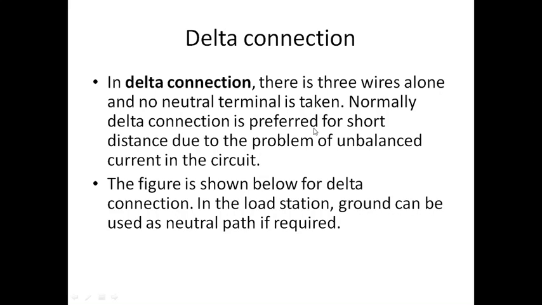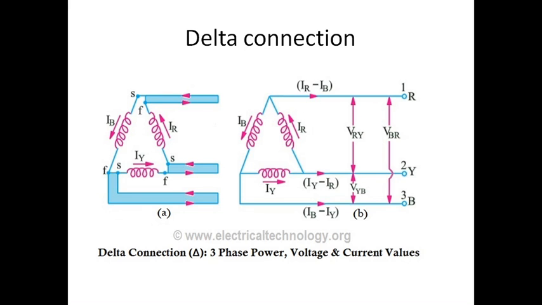Normally, delta connection is preferred for short distance due to the problem of unbalancing circuit. If you are going for star connection, you will be having some unbalanced current due to the neutral. So for short distance, we go for delta connection. In this figure you can see what the delta connection is.